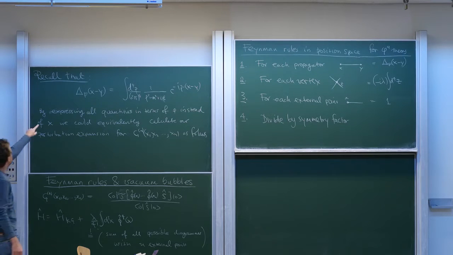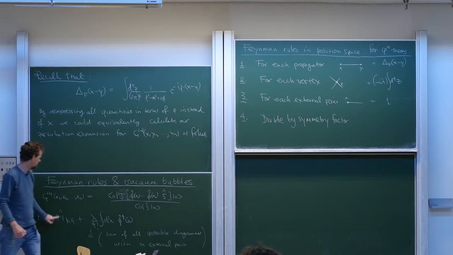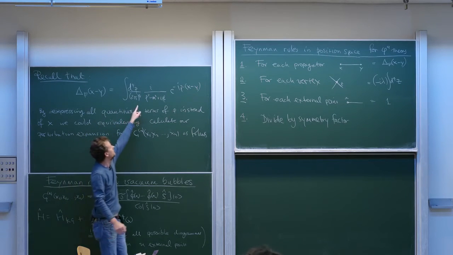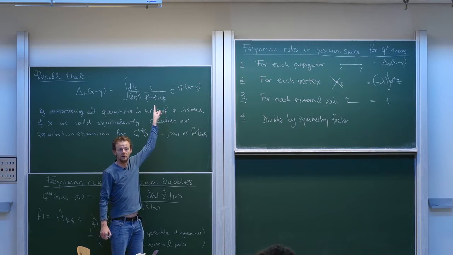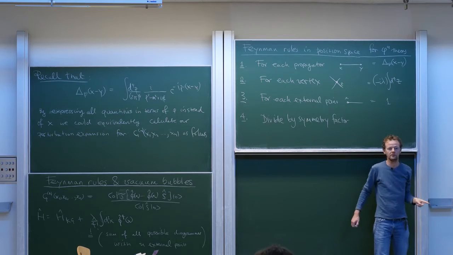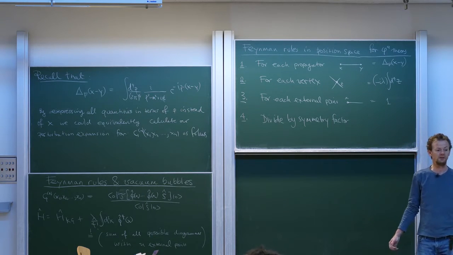So everywhere you saw a delta f(x minus y) in the perturbation expansion for the Green's function, we could stick in this integral, do the integrals with respect to the position space variable z, and then we'd just be left with integrals over momentum variables.